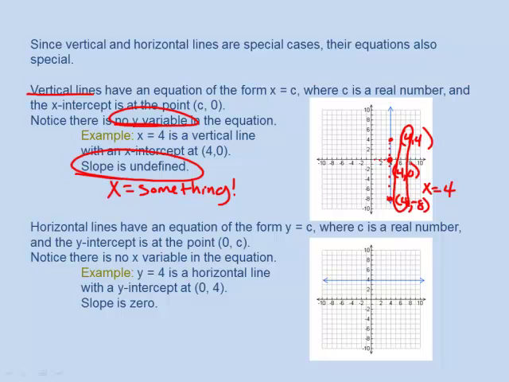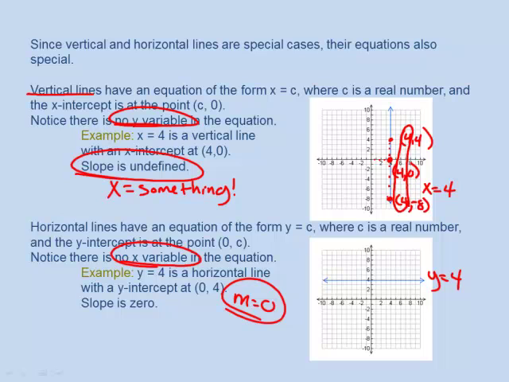Horizontal lines have an equation of the form y equals c, where c is just a number, and the y-intercept is at the point (0, c). Notice that there is no x variable in those horizontal line equations. And again, we give an example right here. The equation here is y equals 4. Notice that the slope is 0, because the slope of any horizontal line is 0.